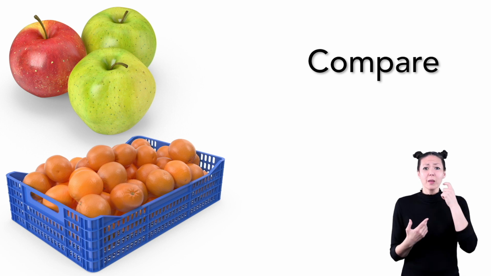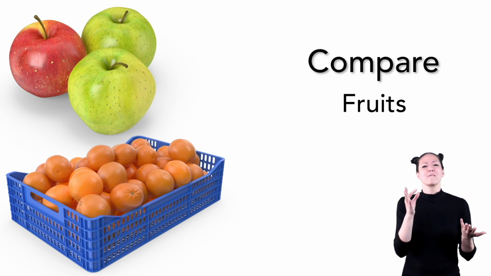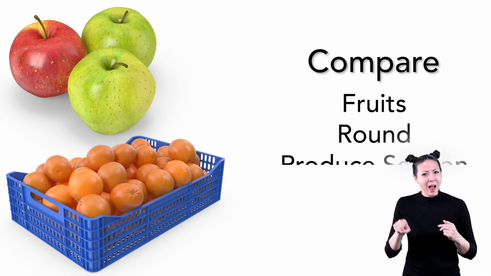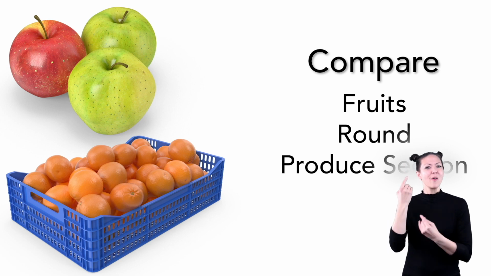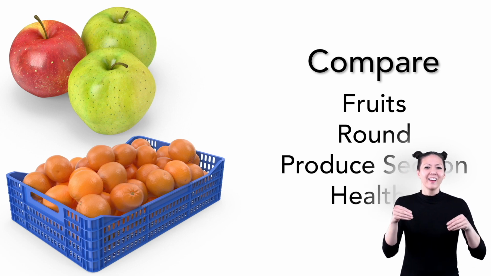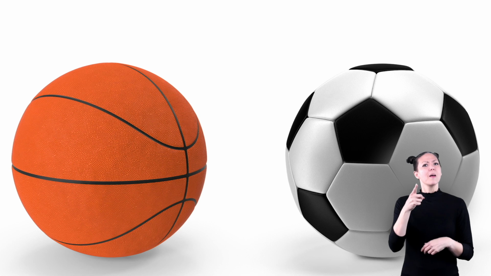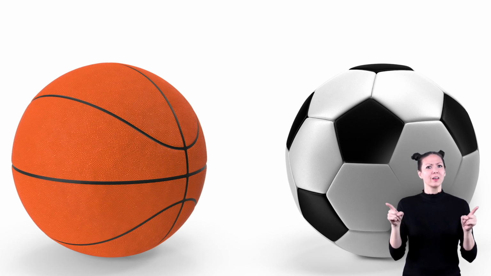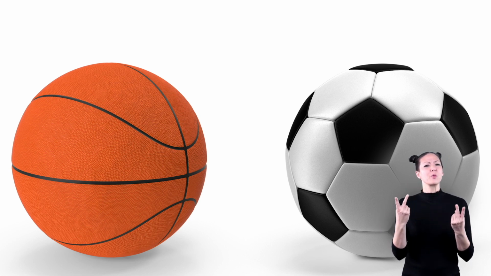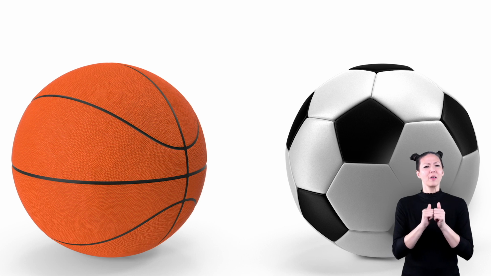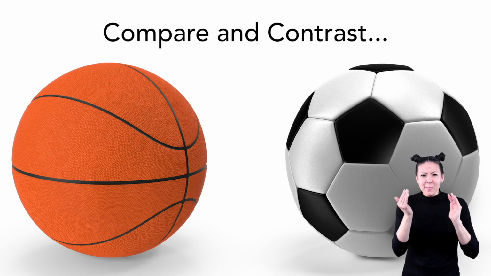An apple and an orange are both fruits. They're both round. They can both be found in the produce section of a grocery store, and they're both healthy for you. What about a basketball and a soccer ball? Think about those two pieces of sports equipment. Now, take a minute to compare and contrast those in your head.